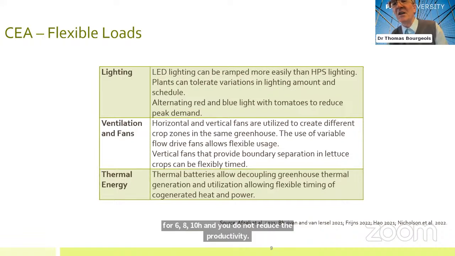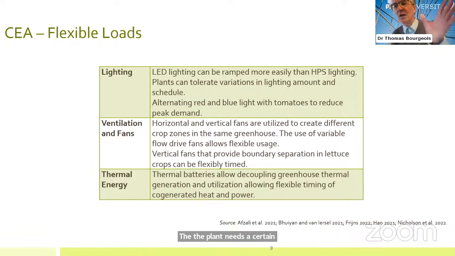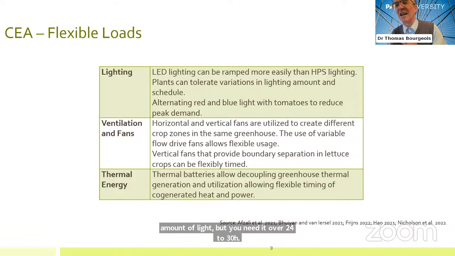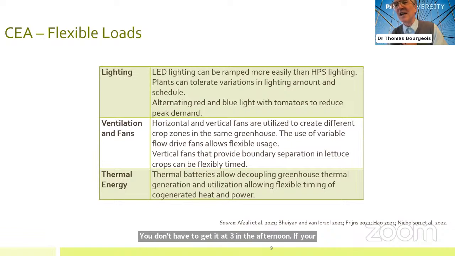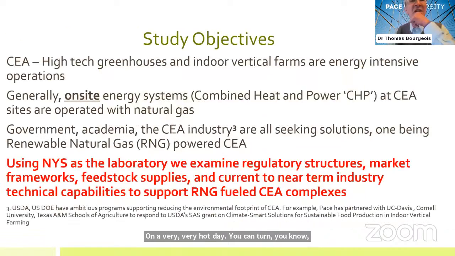The plant needs a certain amount of light but it's not instantaneous. It's over time, like an integral. You need a certain amount of light, but you need it over 24 to 30 hours. You don't have to get it at 3 in the afternoon. If your grid is stressed for power in the middle of the day on a very, very hot day, you can turn that off. So we see this as being a great opportunity to conjoin a need for on-site power with a process which is quite flexible. It has a great deal of flexibility where you can stop the electricity usage or change the electricity usage without harming the output.